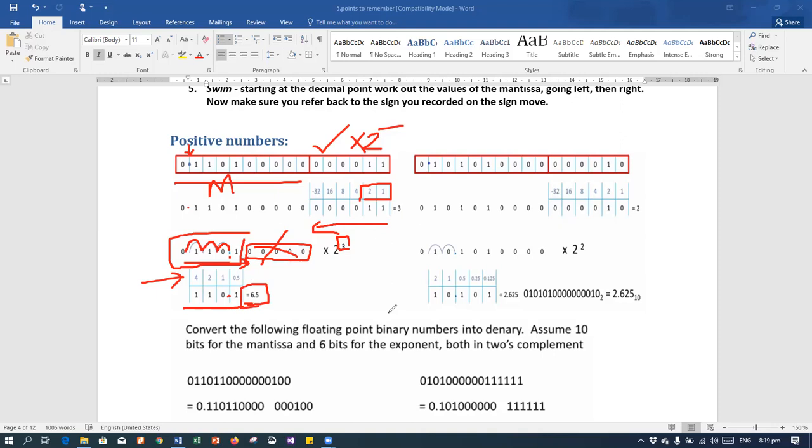Miss, can you convert this binary number to the equivalent decimal number? Start doing it.